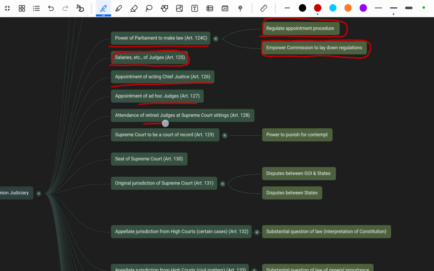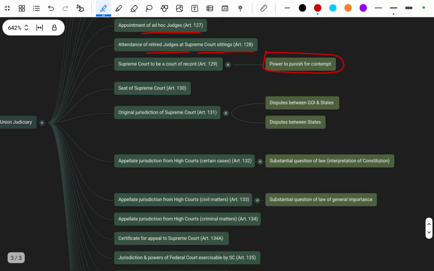Appointment of retired judges at the Supreme Court is mentioned under Article 128. Supreme Court to be a court of record is mentioned under Article 129. The Supreme Court has the power to punish for contempt. Contempt can be divided into civil and criminal contempt. Next is the seat of the Supreme Court under Article 130.